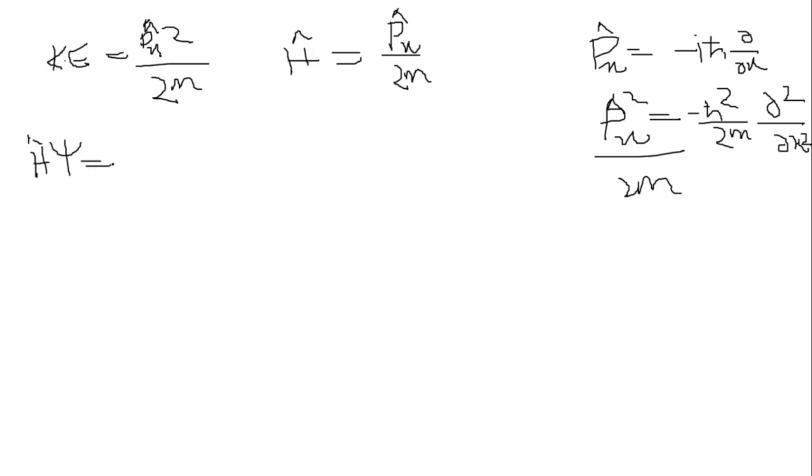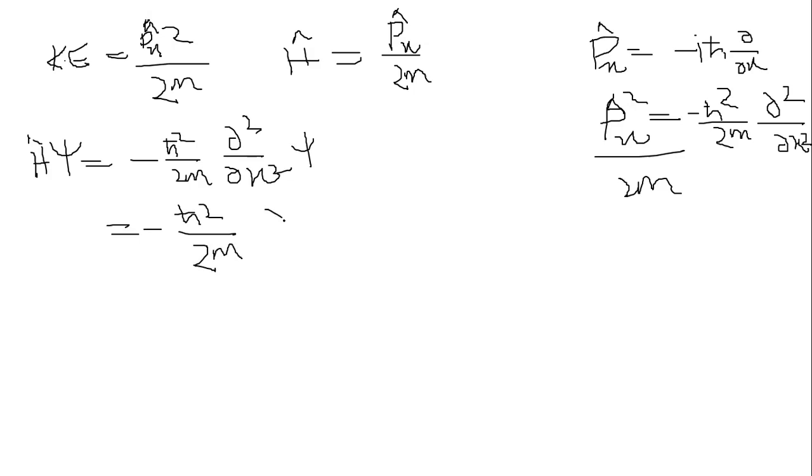H cap psi will be minus h cross square by 2m del square by del x square of psi. Here we have psi equal to how much? Psi is equal to A cos kx. So it is minus h cross square by 2m del square by del x square of A cos kx.